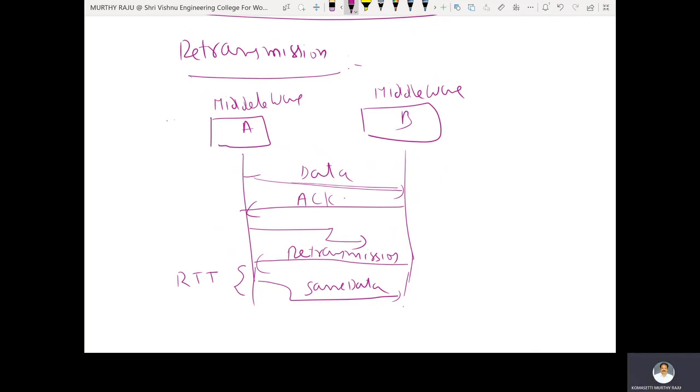Retransmission means the network recovers from packet loss or informs the application. This is one of the capabilities: the network recovers from packet loss.